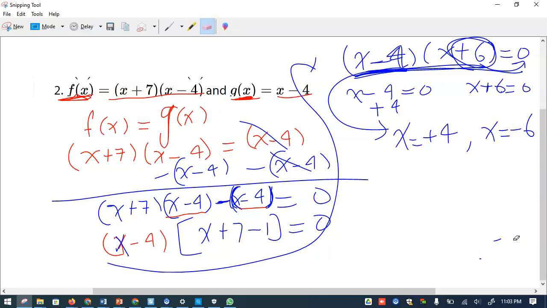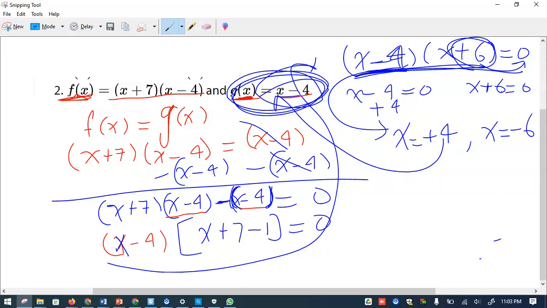But then you need to find the y coordinate. So if we have this, the x minus 4, all you do is put right here x minus 4. So you can see if we put g of 4, 4 minus 4 is 0. So your point is 4 comma 0.